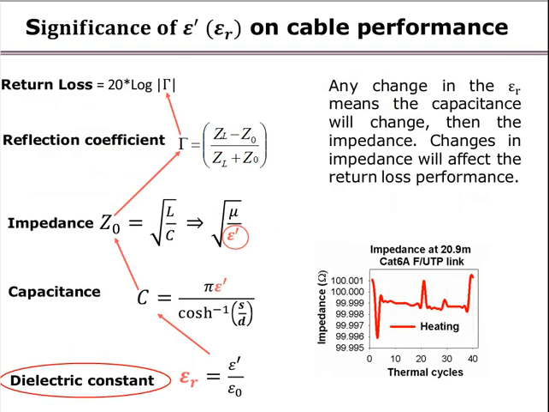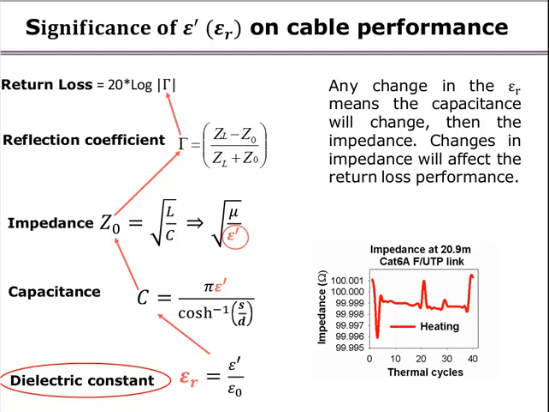Now that we have seen the significance of dielectric constant on the electrical properties of the cable, any changes in the dielectric constant means that the capacitance will change. When the capacitance changes, the impedance is going to change. Changes in impedance will affect the return loss performance. As we have seen, the return loss performance of the cable link drifted with thermocycling within 60 degrees C. If the dielectric constant increases, the capacitance will increase, and the impedance will reduce.